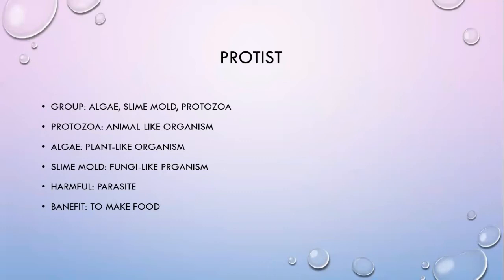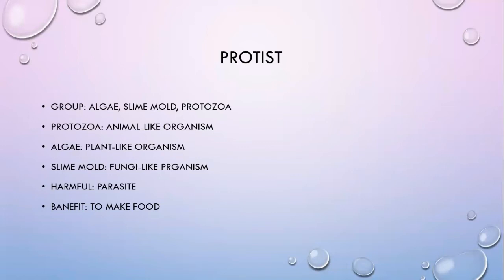Algae is a plant-like organism which resembles a plant but cannot be grouped as a plant because it lacks certain features that plants have, such as the roots that exist in plants and whatnot. And also the slime mold is a fungi-like organism.